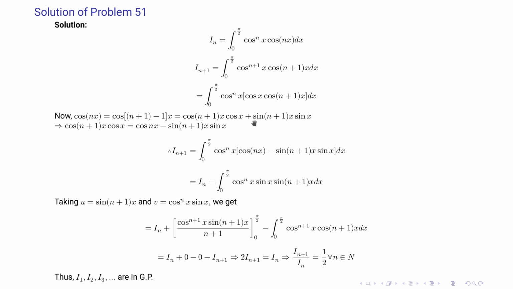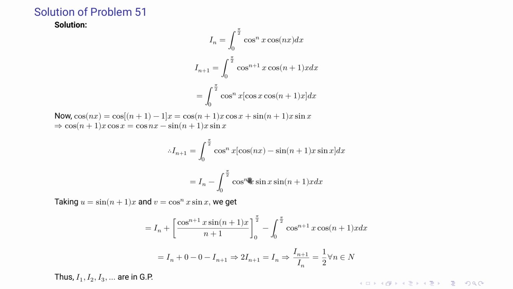Now this has come from trigonometry. So by observing this, we can write that cos (n plus 1)x cos x, the term we are trying to figure out, is equal to cos nx minus sin (n plus 1)x sin x. So we substitute the value of cos (n plus 1)x cos x in In plus 1. So it becomes cos to the power n x times (cos nx minus sin (n plus 1)x sin x) dx. Now cos to the power n x cos nx is nothing but In, so we substitute In for that. And what remains is minus cos to the power n x sin x sin (n plus 1)x dx.